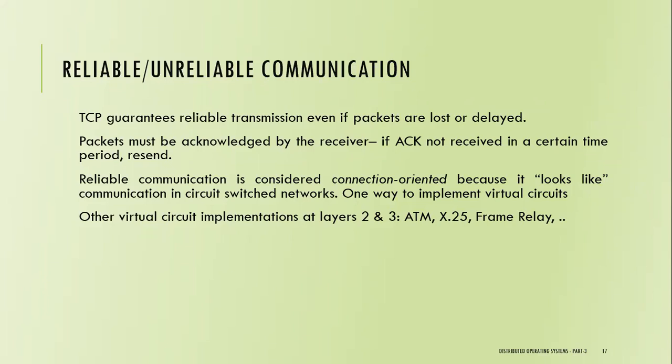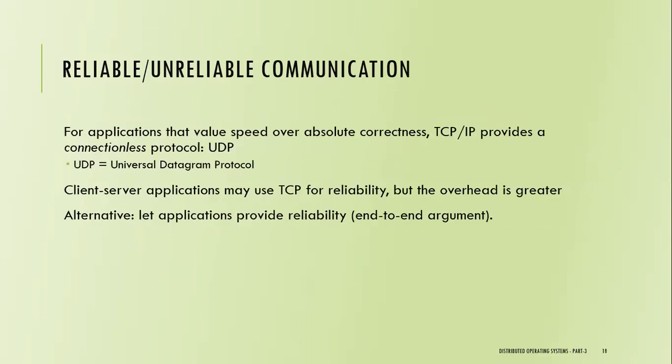Reliable and unreliable communication. Transmission control protocol guarantees reliable transmission if packets are lost or delayed. Packets must be acknowledged by the receiver. If acknowledgement is not received in a certain time period, it will be resent. Reliable communication is considered connection oriented because it looks like communication in a circuit switched network, one way to implement a virtual circuit. Other virtual circuit implementations are at layers 2 and 3. Examples: ATM, X.25, and frame relay.